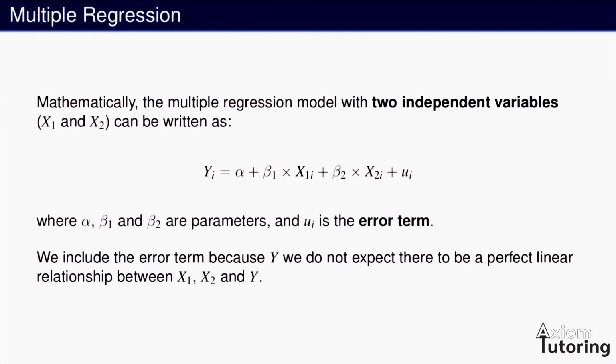So mathematically, what happens is that the multiple regression model, for example, with two independent variables, x1 and x2, will be written as yi is equal to alpha, the intercept, plus beta1 times x1i plus beta2 times x2i plus ui. So alpha, beta1, and beta2 are parameters, population parameters, that we will want to estimate. And ui is the error term.